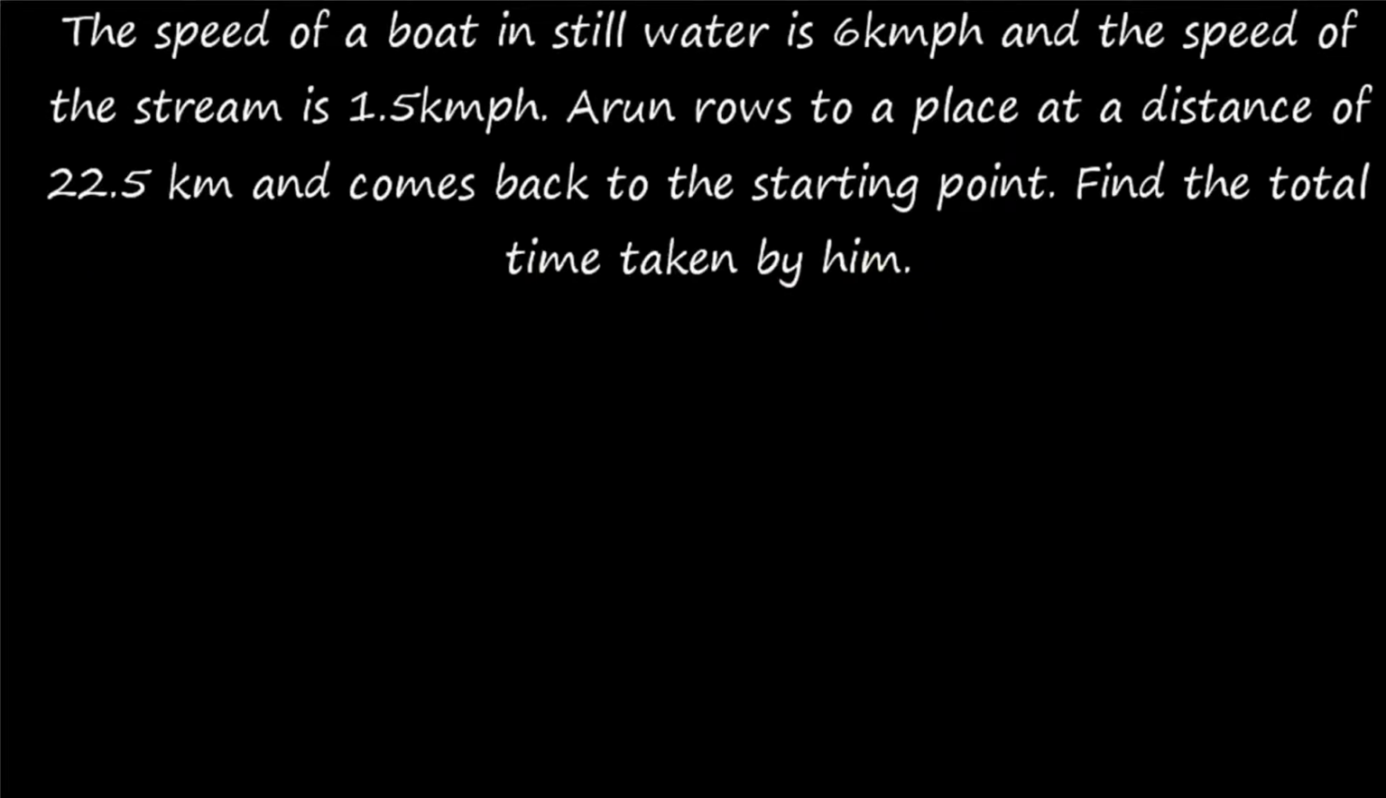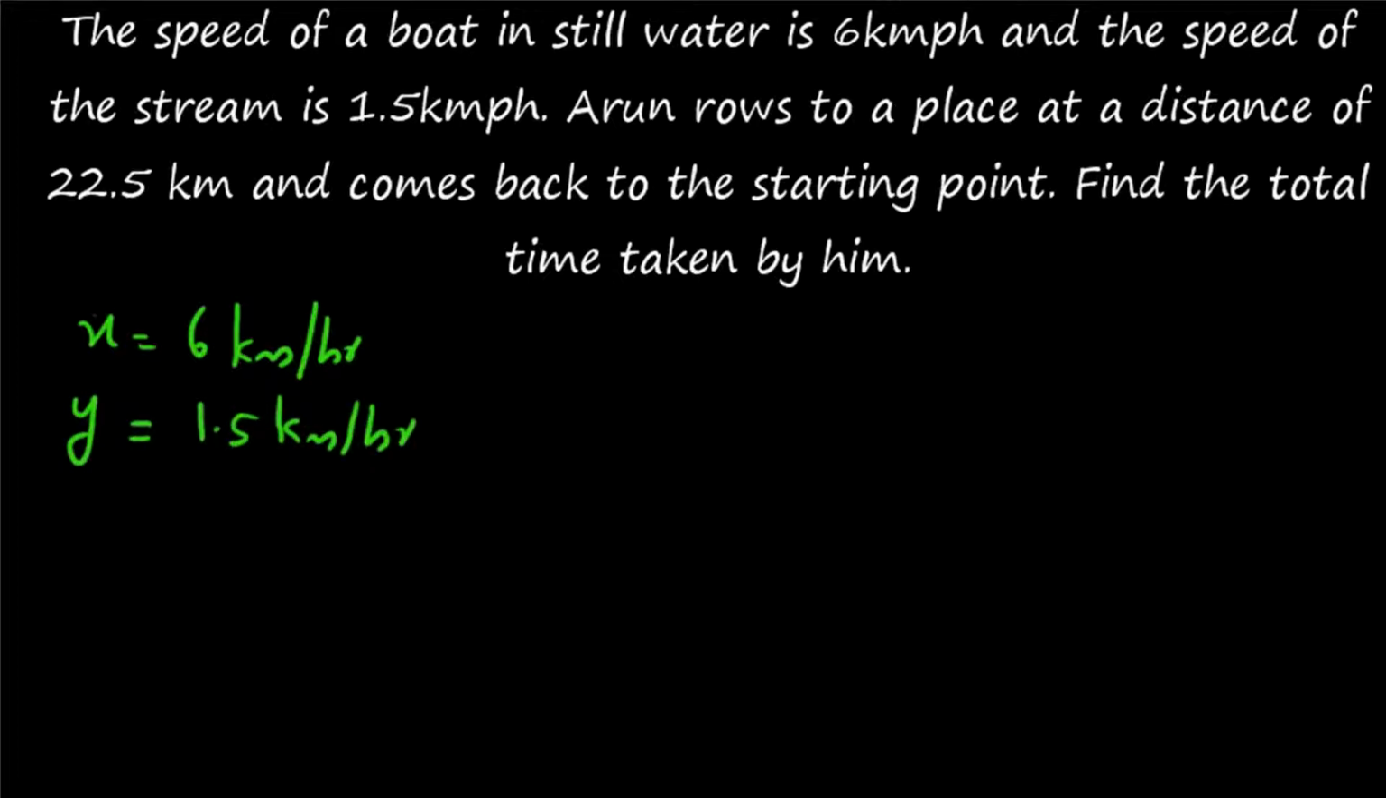Now question number 3. The speed of a boat in still water is 6 km per hour and the speed of the stream is 1.5 km per hour. Arun rows to a place at a distance of 22.5 km and comes back to the starting point. Find the total time taken by him. So here what is the information given? x is equal to 6 km per hour. The speed of the boat in still water is given, that is 6 km per hour, and the speed of the stream, y, is given, 1.5 km per hour.